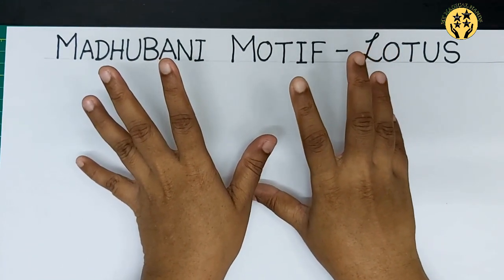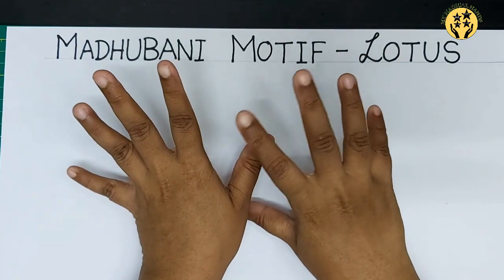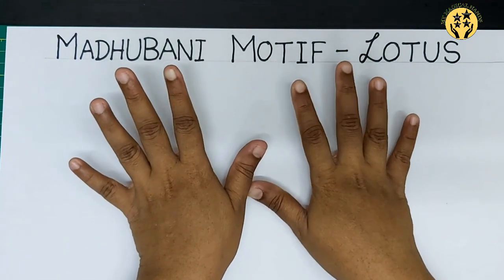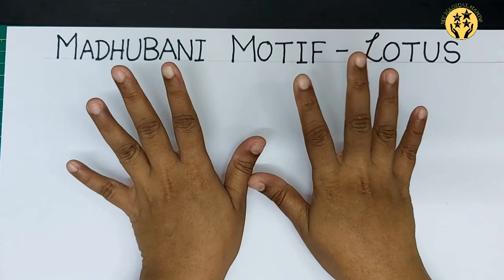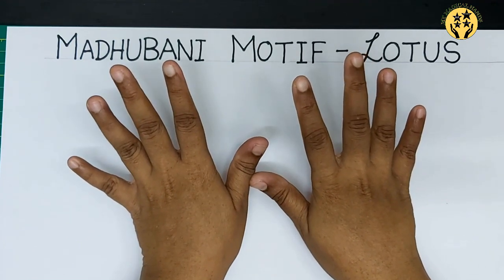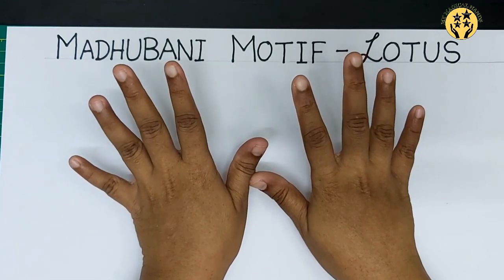In this video, I try to illustrate one of the famous motifs, the lotus, in different variations, with the coloring of the lotus in different Madhubani styles. Let us see the video.